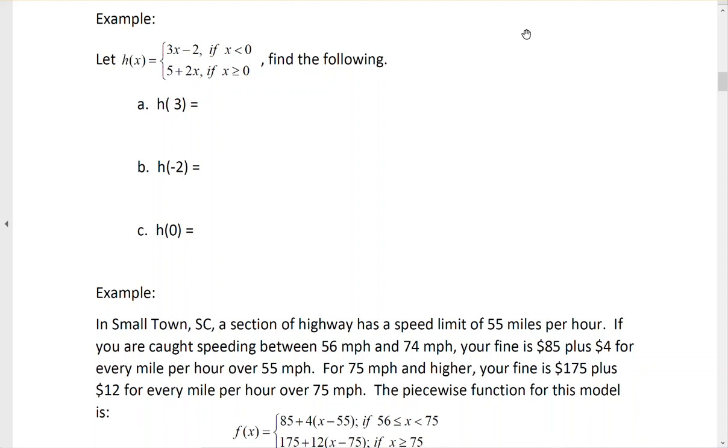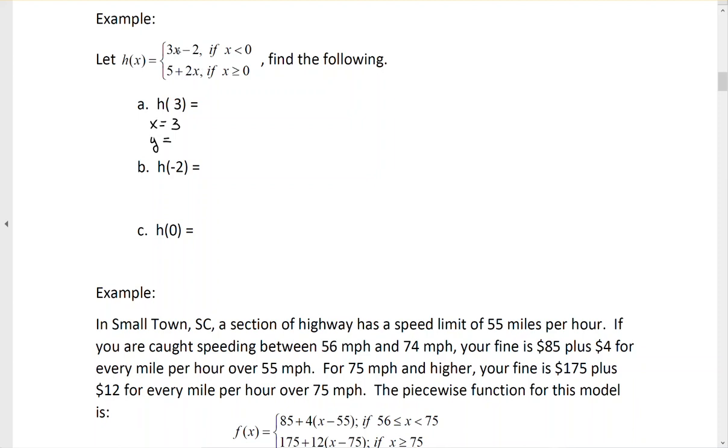These next few examples, again, deal with piecewise functions and evaluating them. So given this piecewise function, find the following. We want to find h of 3, which means when x is 3, we want to find the corresponding y value. Remember, in order for it to be a function, I input an x value. I should only get out one y value. I shouldn't get out two different values.